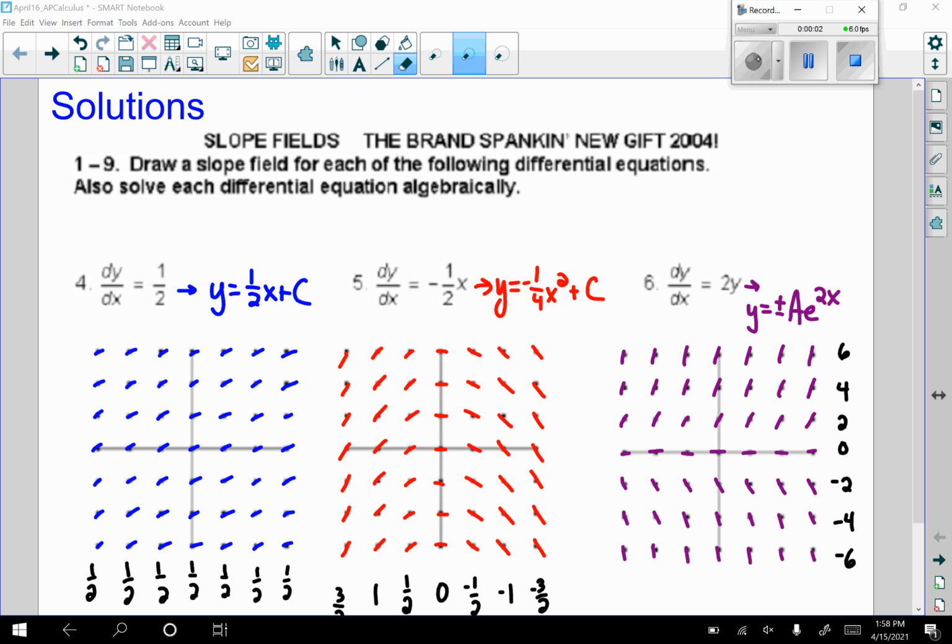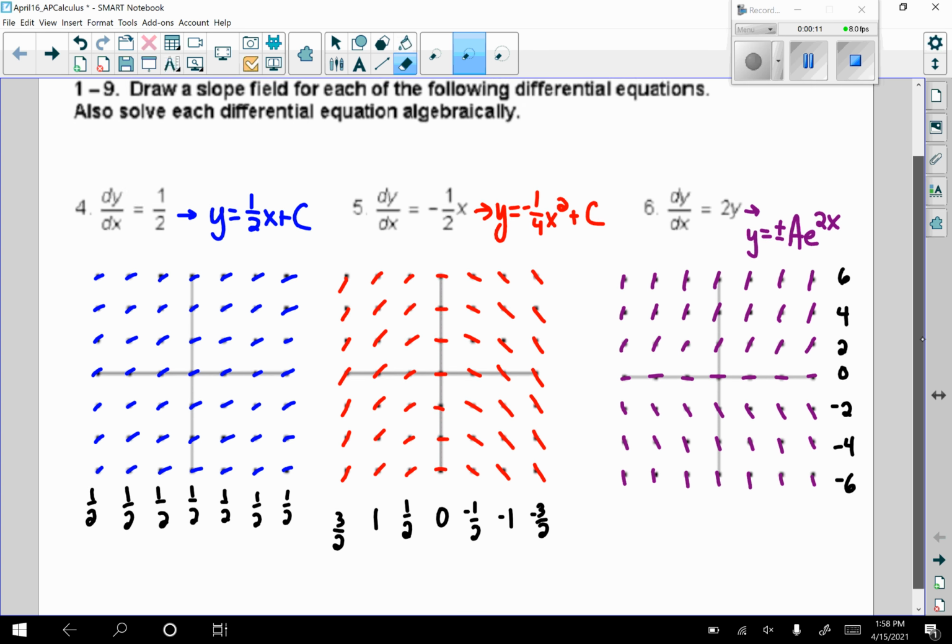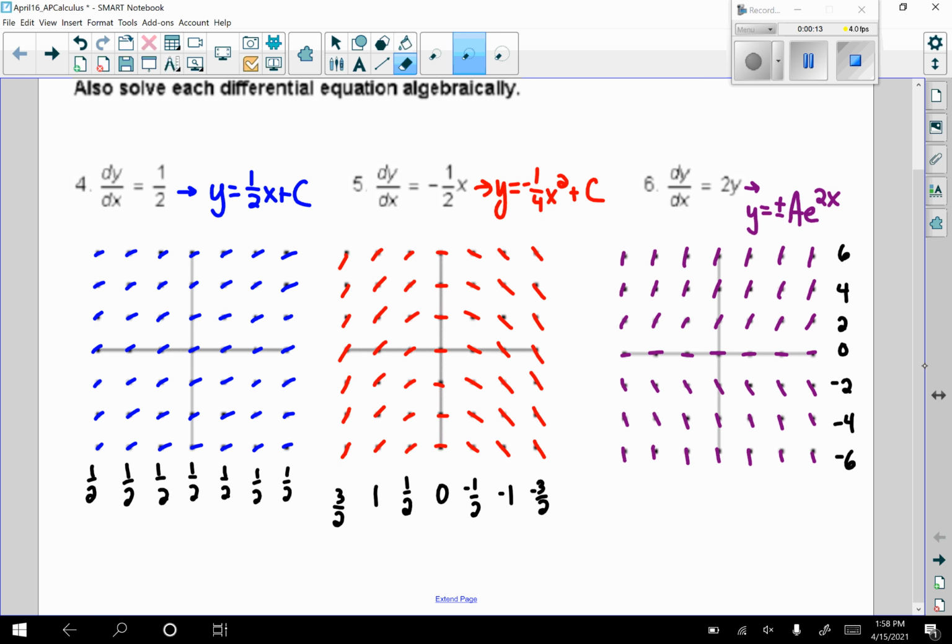Hello everyone, we're going to start off today by looking at the answers instead of doing a separate video for this. Just wanted to have you scroll through and check your answers to the slope fields gift from yesterday. So we did 1 through 3 and 7 together. Take a look at 4, 5, and 6.